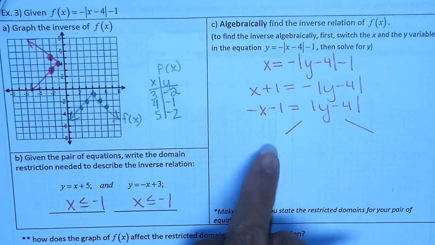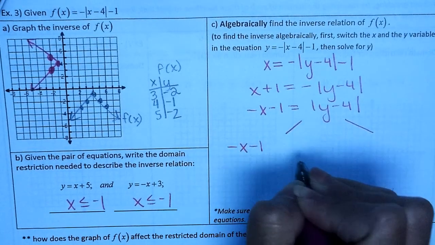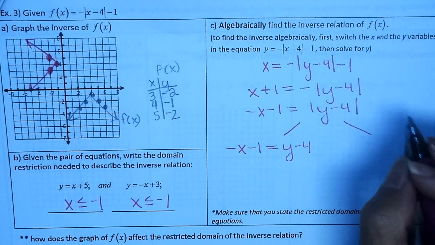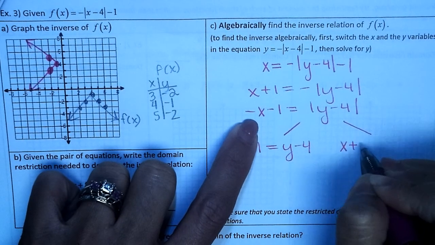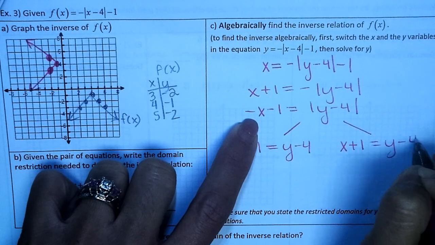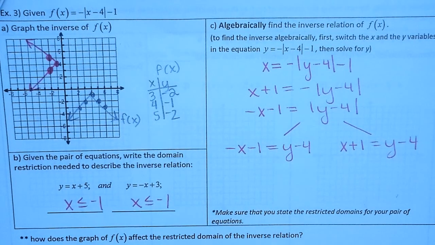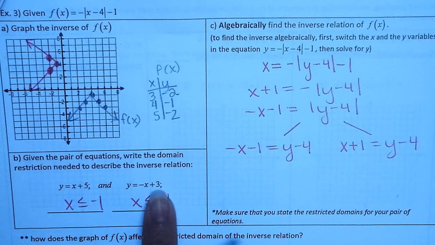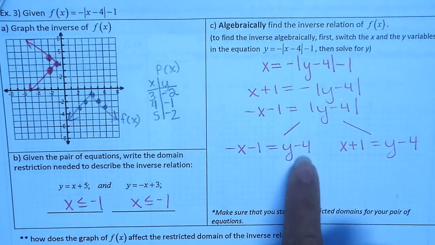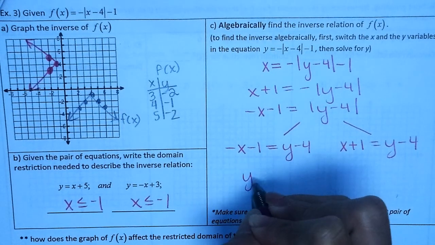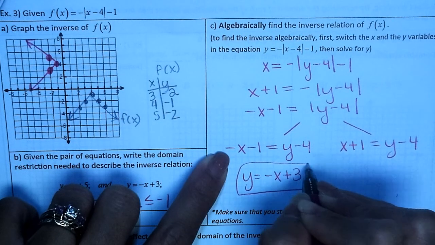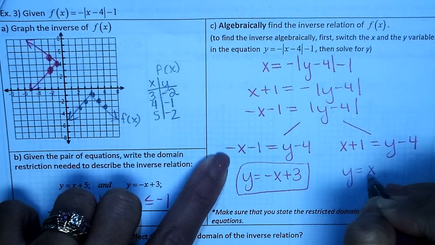So first, the first case: negative x minus 1 equals y minus 4. And then the second case, I like to switch it to positive x plus 1 equals y minus 4. Once you solve for y, you'll get the two answers that we already know. You'll get y equals x plus 5, and y equals negative x plus 3. So add 4: y equals negative x plus 3, and this one's going to be y equals x plus 5.